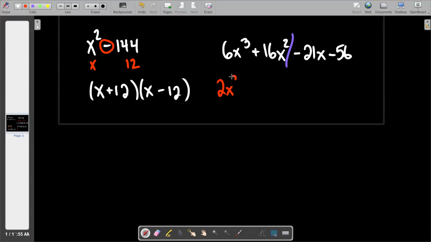Nice job, Hugo. I can get out a 2 and I can get out an x squared. And what does that leave behind? Perfect. And then what do I do next? Drop down your negative sign or your minus sign. And what can you get out? 7 is what you can get out. And then we rebuild. Yeah, and we change that sign because we pulled out a negative.